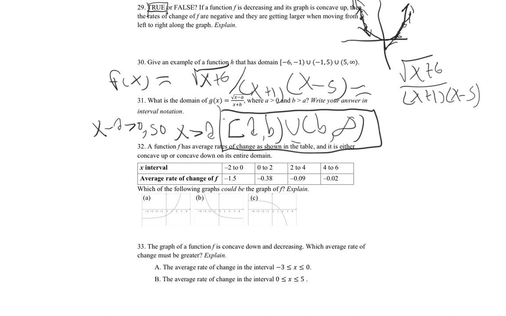This is a union symbol. Square bracket means we're including a. Parentheses around b means we're including everything except for b.